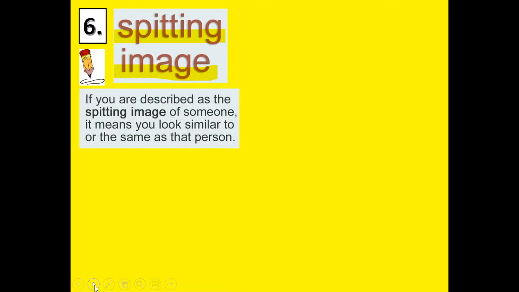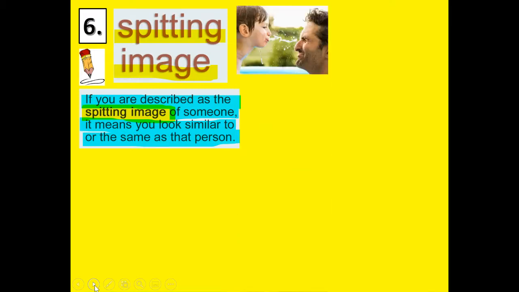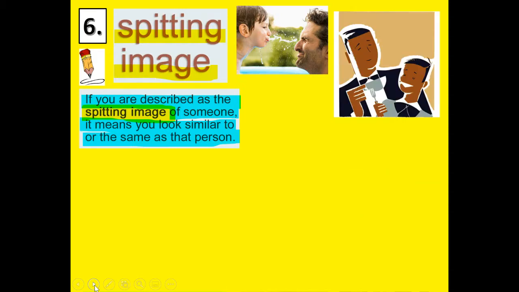If you are described as the spitting image of someone, it means you look similar to or the same as that person. So there's a boy who looks the spitting image of his father, but then he's also spitting some water at his face. So there's a father and son. They're the spitting image of each other. They look exactly alike. And there's some twins. They're the spitting image. And spitting image is an idiom.